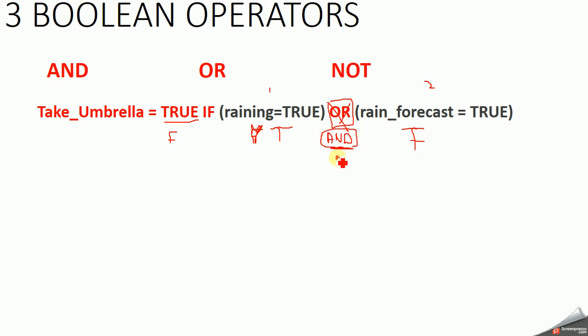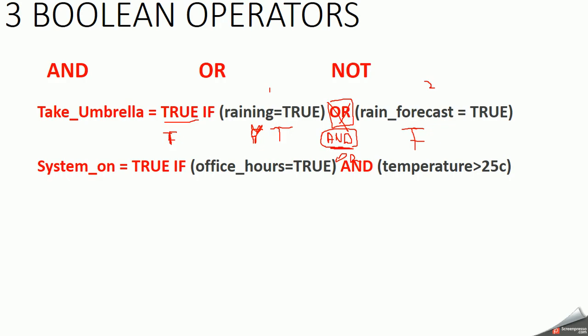If we change it back to an or, now we can take out umbrella because it's raining now, or we're going to take out umbrella if it's in the forecast later. So that's great, true.